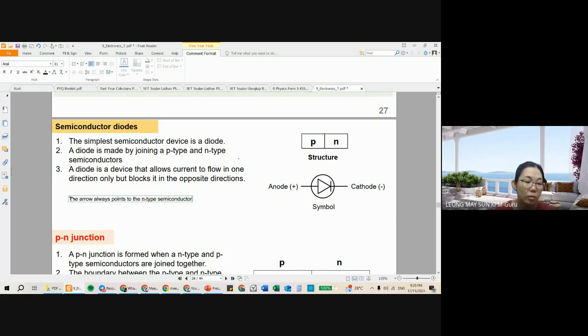Why? Because it's always from positive to negative. It shows the direction of current flowing. Current flows from positive to negative. All right, so P is the positive type of semiconductor, N is the negative type of semiconductor. The arrow is pointing in the direction of the current flow. It will always point towards the negative because current flows from positive to negative. All right, so this is one hint for you guys to see the direction of the arrow.